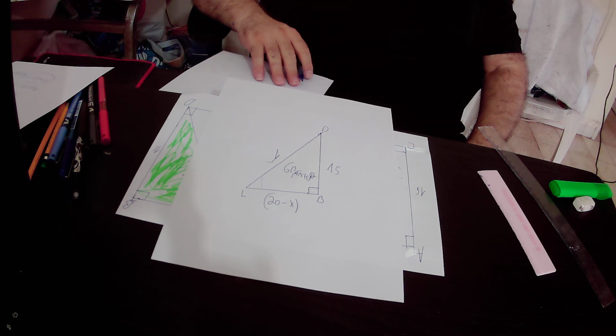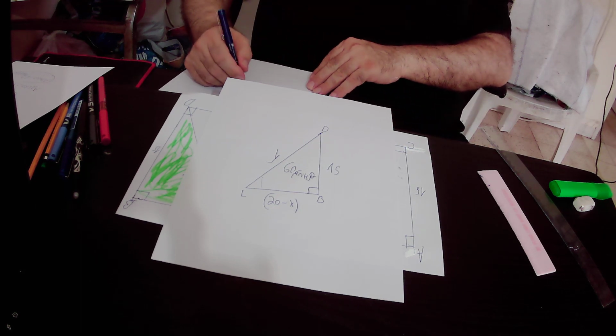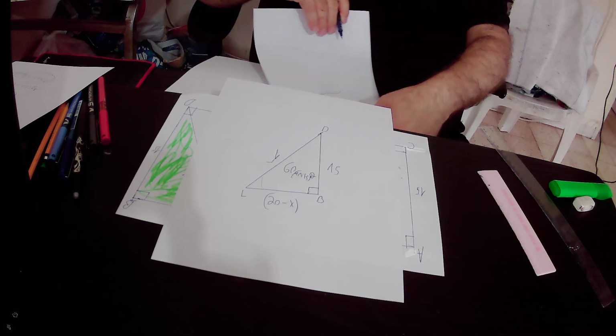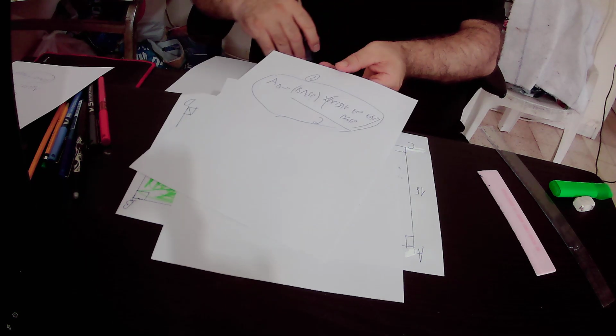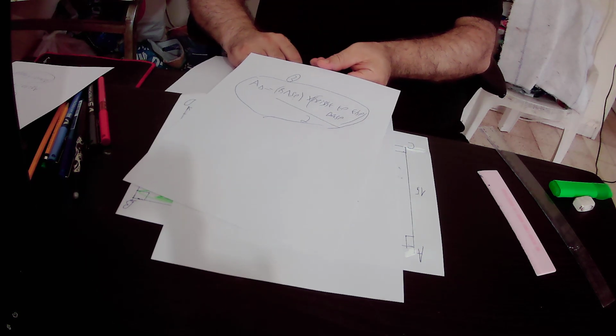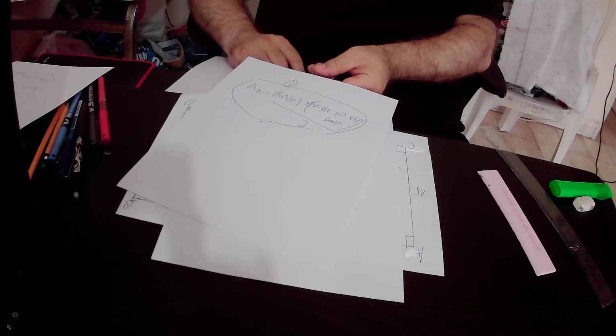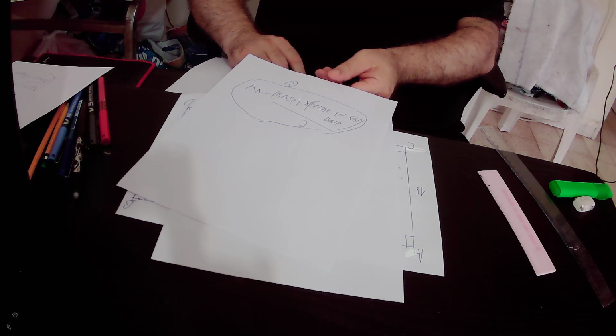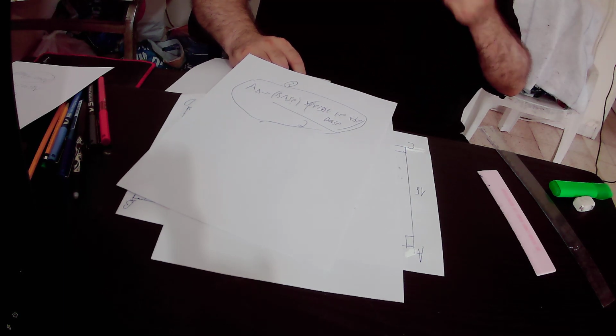Okay, so the formula for the area of any triangle equals the base of the triangle times the height to the base over 2. You should remember that the height to the base must create 90 degrees with the base.